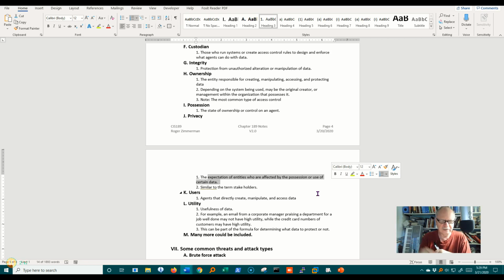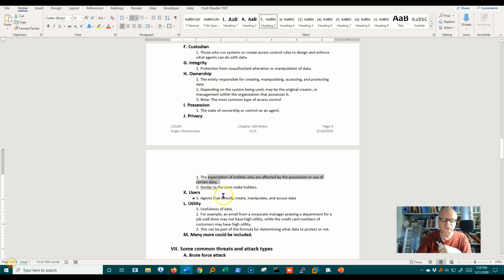And even though a company is handling it without my knowledge in some way, moving it from one system to another, or allowing certain people within the organization to see that information, I have an expectation of privacy because I am a stakeholder in what happens with that data.